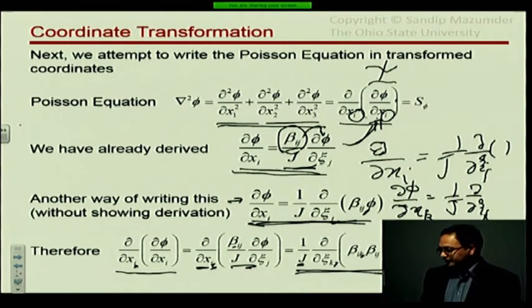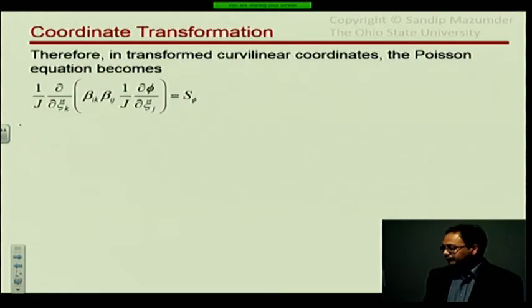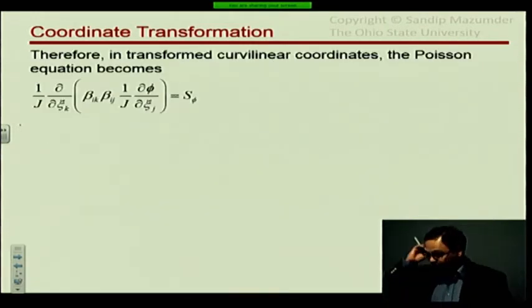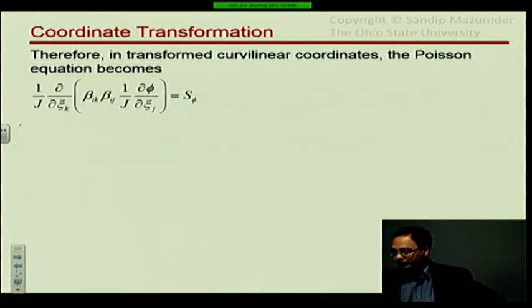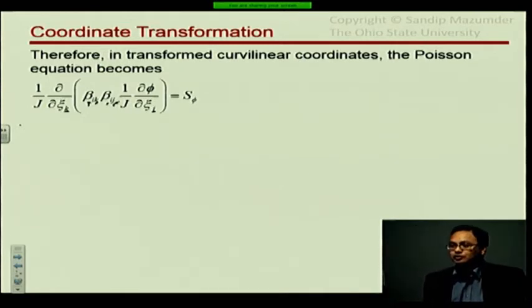So moving on, this is our Poisson equation in curvilinear coordinates. It looks compact, but there's a lot going on here. For one, you see there's a j index repeated, an i index repeated, and then a k index repeated. So all kinds of summations going on if you start thinking about it now.